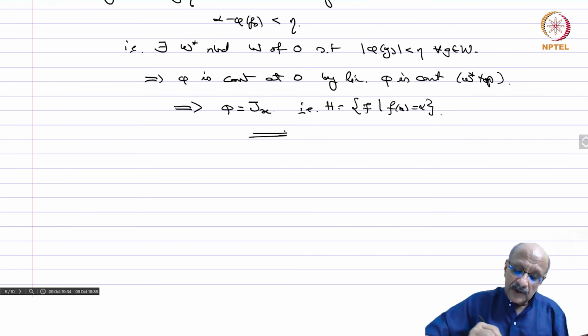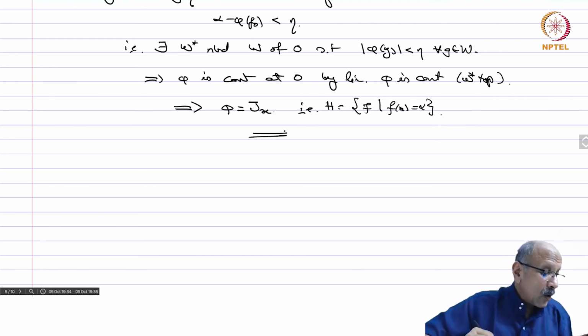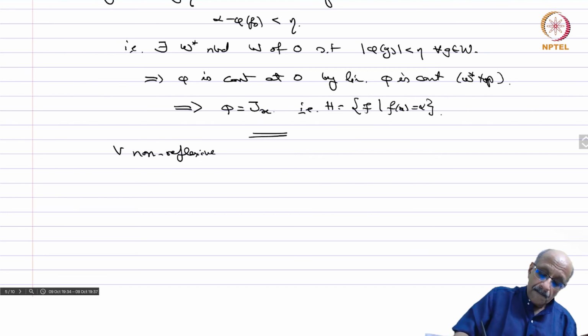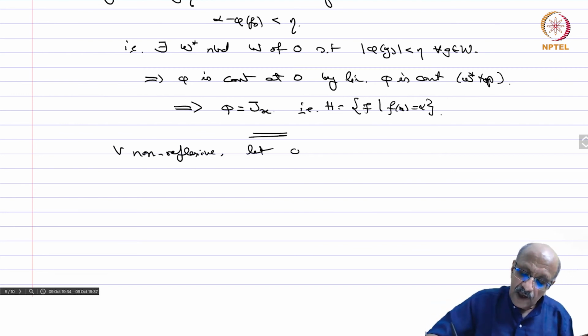So in a finite dimensional space we already observed that all the topologies coincide, norm, weak star. In infinite dimensional spaces we saw the weak topology is strictly smaller than the norm topology, and if the space is reflexive, of course the weak and weak star topologies coincide. So now if you take V non-reflexive, let phi belong to V double star but not in J of V.